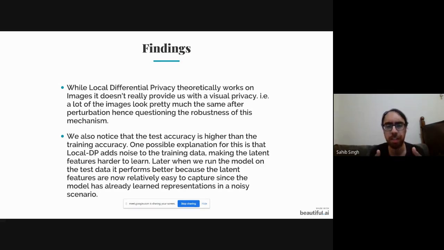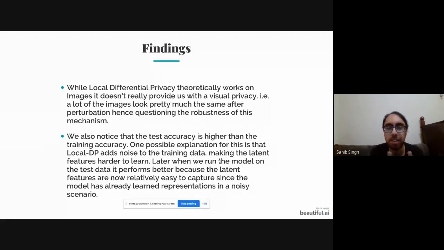There were a couple of main findings. First, while local DP theoretically works on images, it doesn't really provide us with visual privacy. When I manually inspected those images, even after applying local DP, a lot of them were exactly the same as before. So thinking in terms of visual privacy, I don't think this is a robust mechanism, at least the original DP one, because even after adding noise, we are getting exactly the same image as the original. While this wasn't the case with every image, there were a substantial number of such cases.